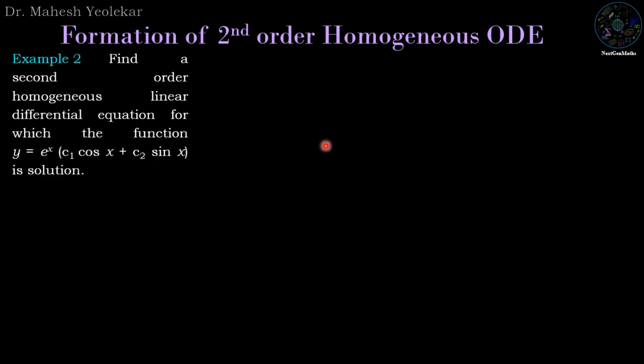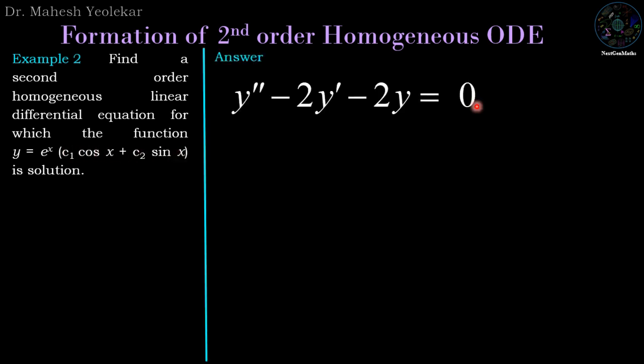Another example, here we are given the general form of solution y equal to e power x into c1 cos x plus c2 sin x. You can solve it by yourself by repeating the same process.